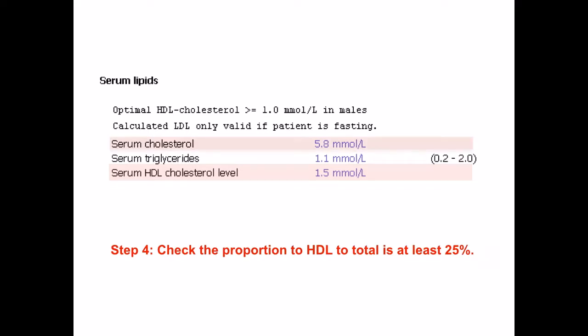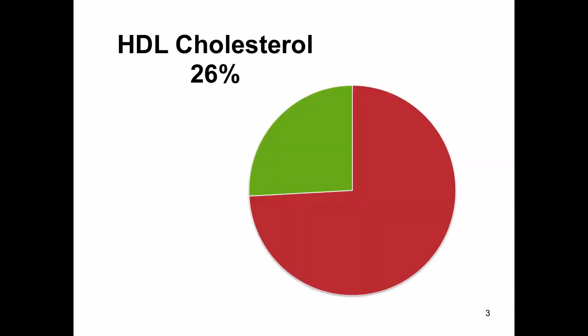The fourth step is to check that the proportion of HDL when compared to the total cholesterol is at least 25%. When I'm looking at these figures and when I'm trying to explain them to patients, I sometimes draw a pie diagram similar to this. This basically represents the percentage of HDL compared to the total. In this case, it's about 26%, which is actually okay.